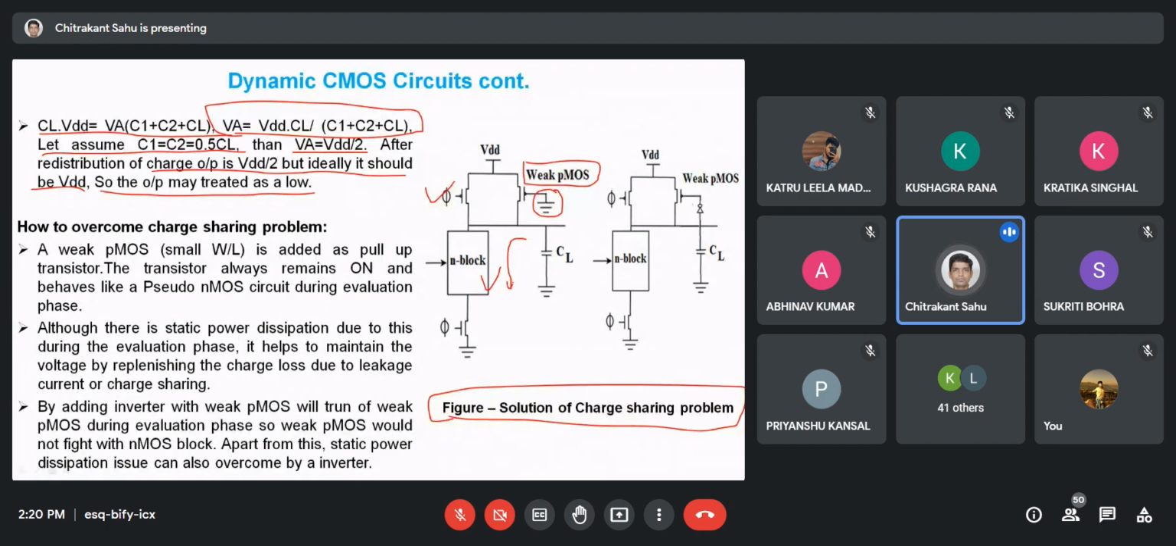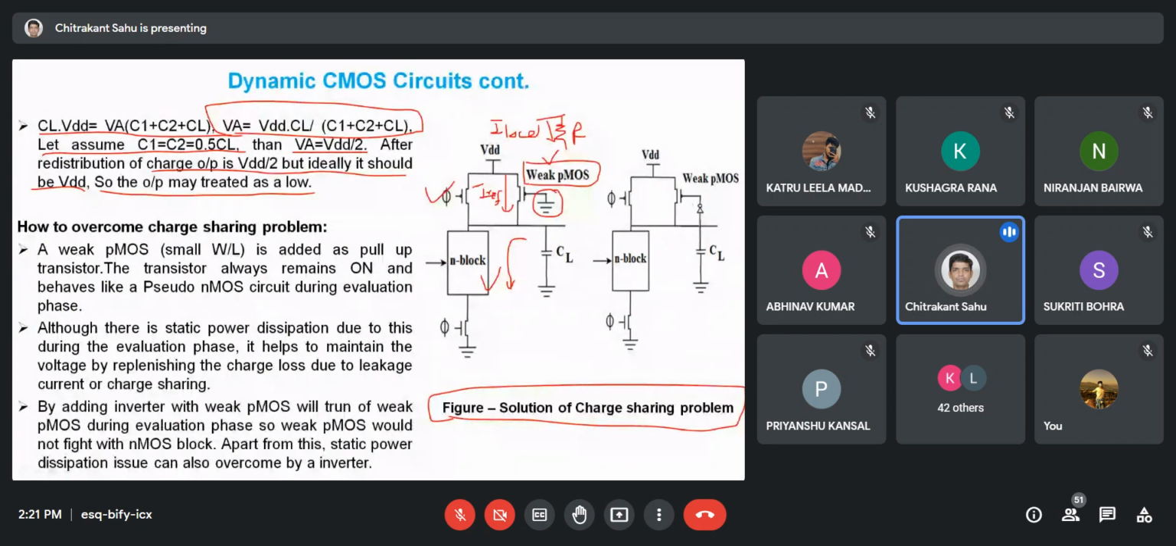Whatever the charge leakage will happen at certain input condition, and this PMOS is connected to ground. That means some portion of the current is coming from here always. Okay, a reference current will be coming, and it is a weak PMOS. So weak PMOS means the resistance value will be very high. So if the resistance is very high, the current flowing here will be very low.